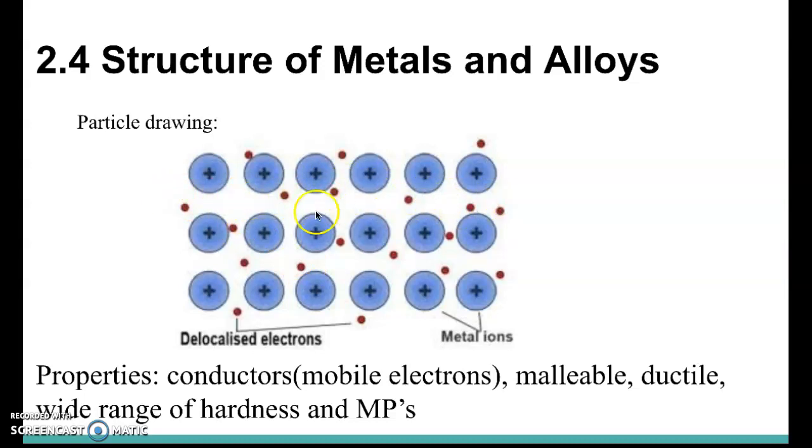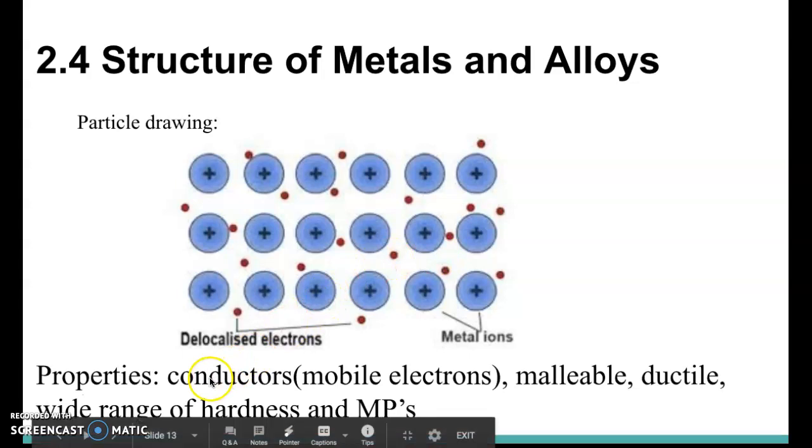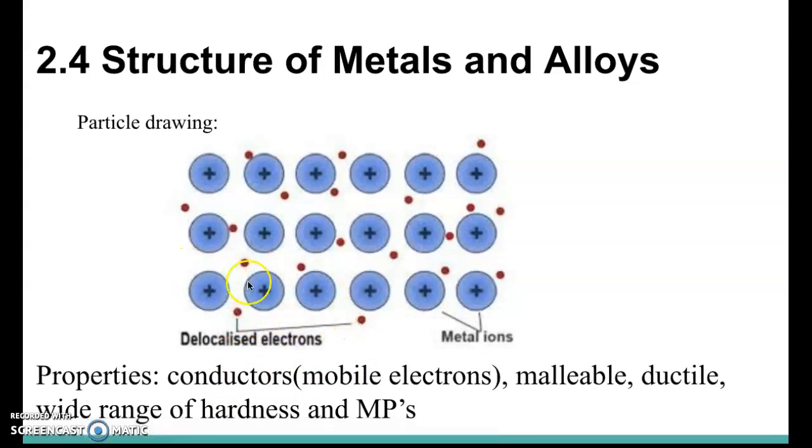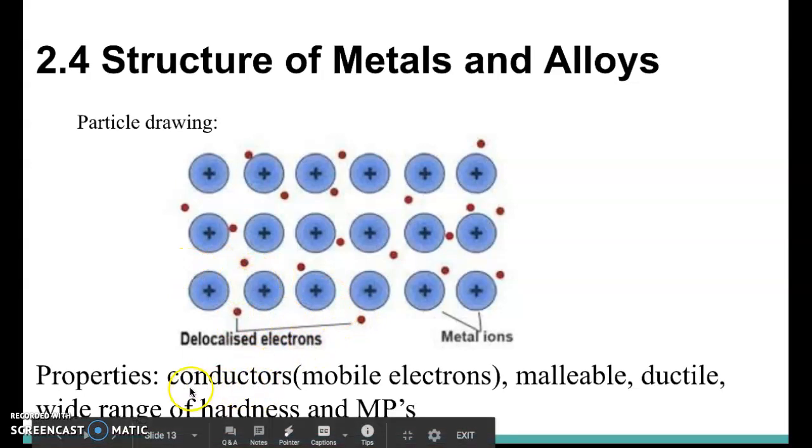They can move between any of these spots right here. So that's what gives metals their properties. The properties are listed down here, and again, you might want to take some notes on why they have these properties. So metals tend to be good conductors. To conduct electricity, you want charged particles that can move. These electrons are free to move around, so that makes them very good conductors of electricity.